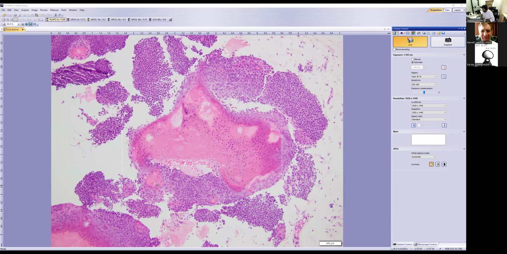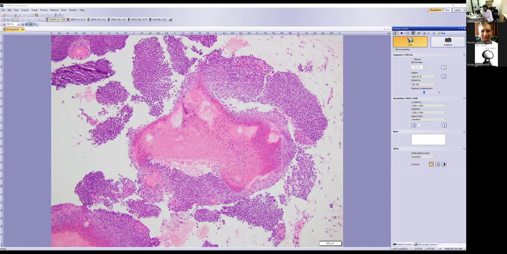So this was signed out as a combined pilomatricoma and adnexal tumor consistent with a cutaneous mixed tumor. Because of the challenge, I also got an expert consult, and they agreed that this is actually a cutaneous tumor, not a metaplastic carcinoma of the breast.